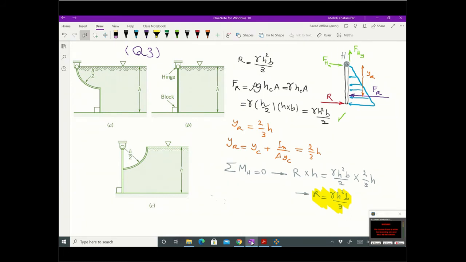Everything is going to be similar to the previous diagram, except you have some water inside, so the weight of the water is going to be involved. So you have 2 H here, 1 H here, 1 H there.